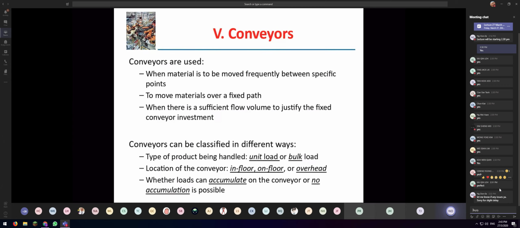So there are a few different ways to classify your conveyors. Is it handling unit loads or bulk loads? Is it in the floor, on the floor, overhead? In the floor basically means the conveyor is the floor. Okay? And whether you can accumulate, meaning your conveyor can have a backlog of items, or whether you don't allow accumulation, that it must always be flowing and that's it.